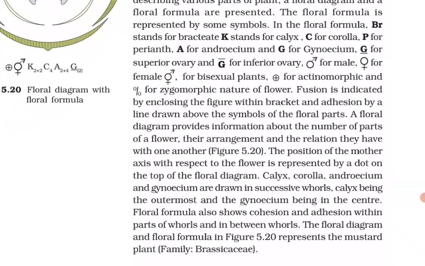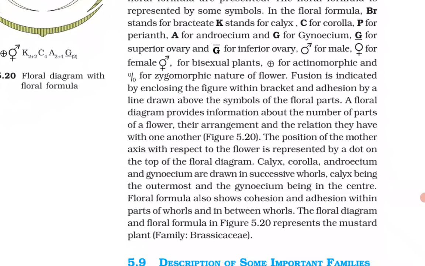provides information about the number of the parts of a flower, their arrangement, and the relation they have with one another. The position of the mother axis with respect to the flower is represented by a dot on the top of the floral diagram. Calyx, corolla, androecium and gynoecium are drawn in successive whorls, calyx being the outermost and the gynoecium being the center.